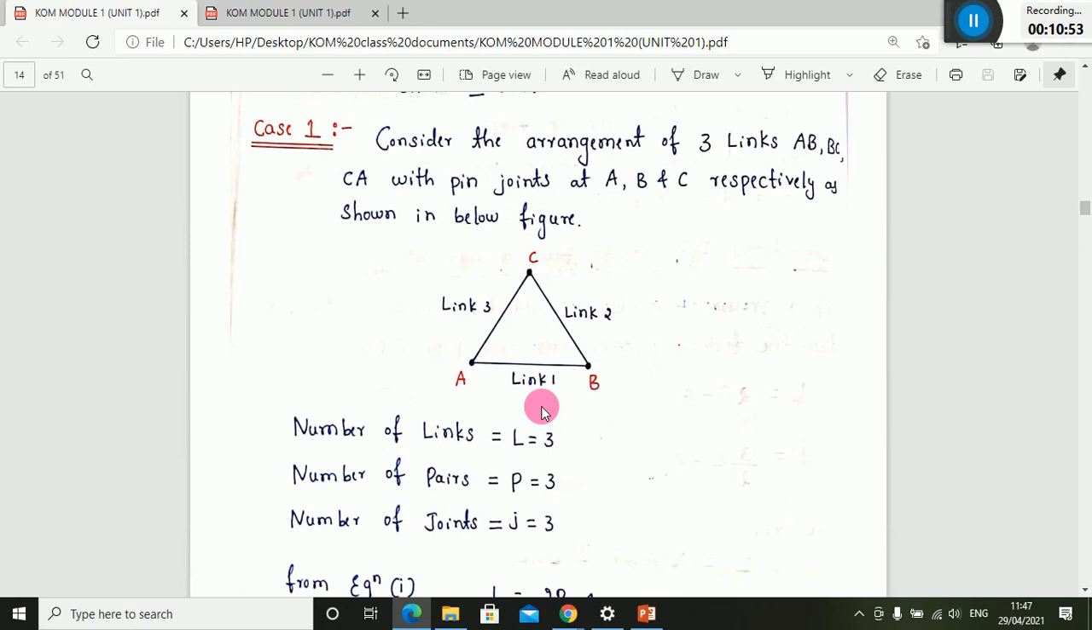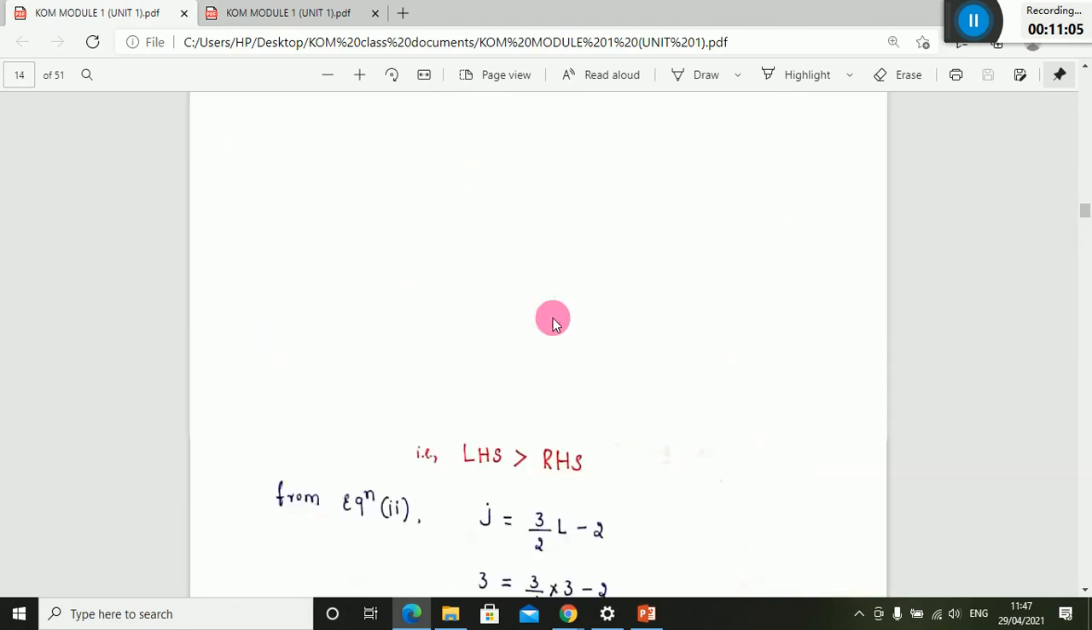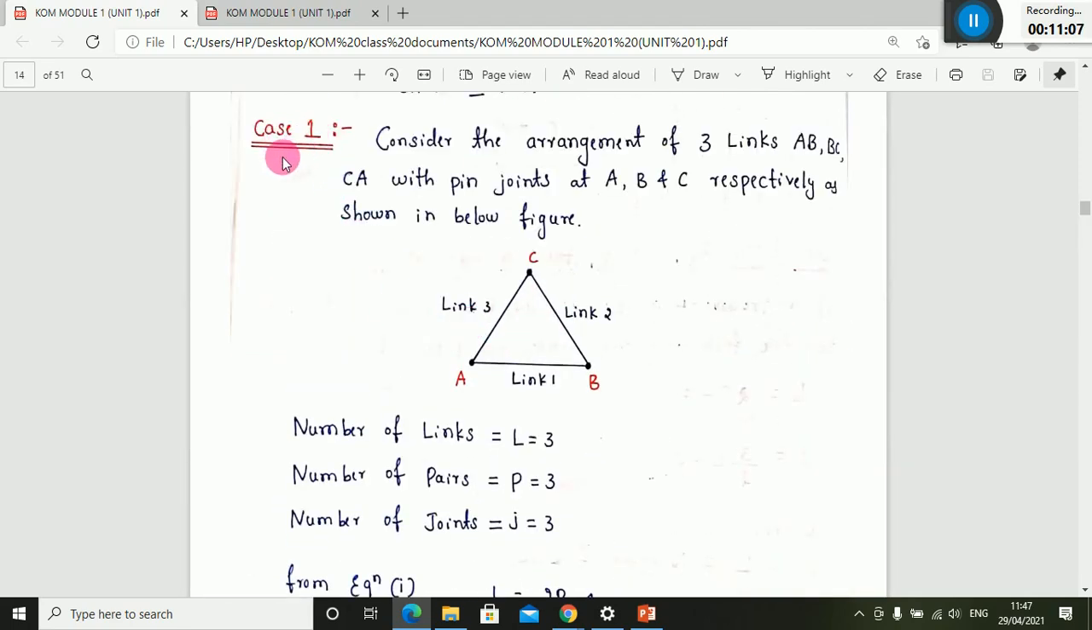Just in your home, just try to get this type of kinematic pairs using wooden sticks. You'll not get any motion. Okay, so is that clear about the case 1? If it is clear, I'll go to the next one, case 2.